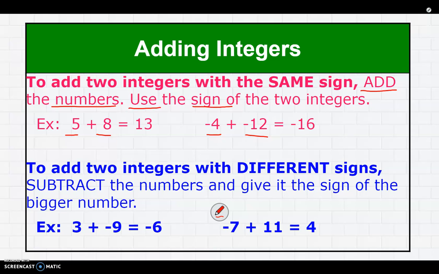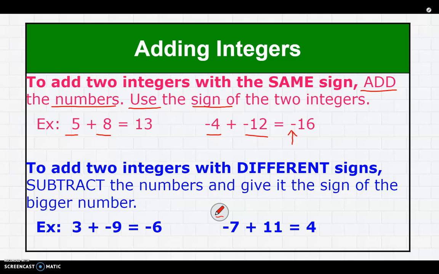Now the signs, we have to remember what the word sign means in math. It really just means positive or negative. So a number either has a positive sign or a negative sign. And in this case, they both are negative. The sign of those two numbers are negative. So our final answer will have a negative sign. So -4 plus -12 is -16.